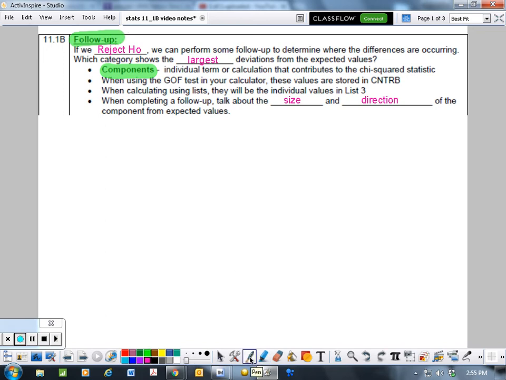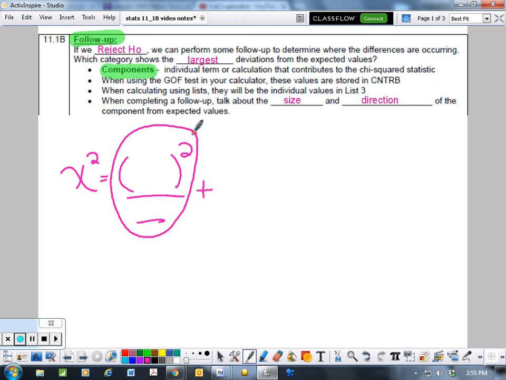When we were doing that chi-squared test, we calculate this minus this, squared, divided by this, and then plus, and so each one of these gives us a component. The one with the largest value will contribute the most to the chi-squared statistic, and these allow us to figure out the size and the direction of the component from the expected values.